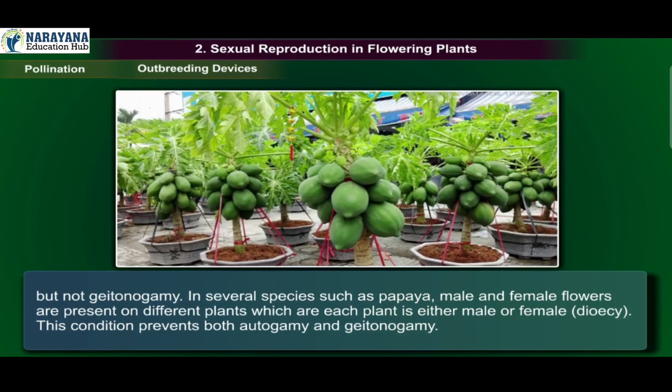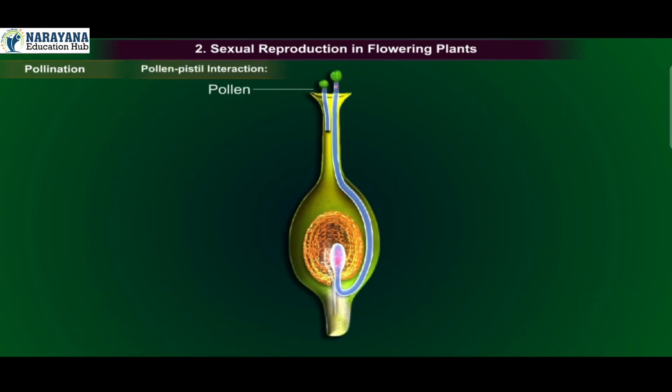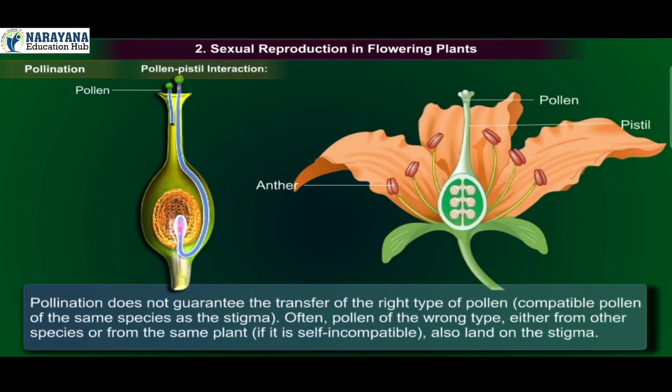This condition prevents both autogamy and geitonogamy. Pollen-pistil interaction. Pollination does not guarantee the transfer of the right type of pollen, that is, compatible pollen of the same species as the stigma. Often, pollen of the wrong type, either from other species or from the same plant, that is, if it is self-incompatible, also lands on the stigma.